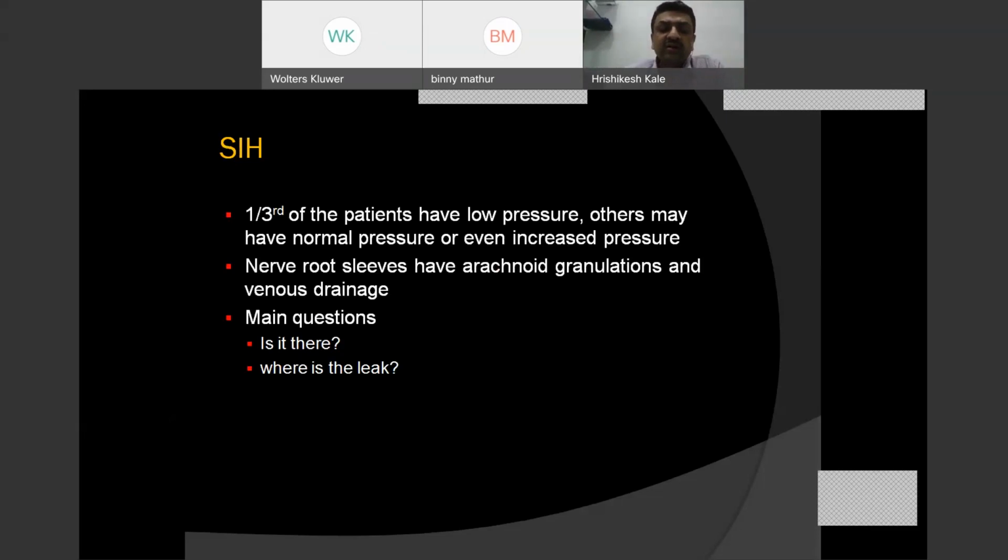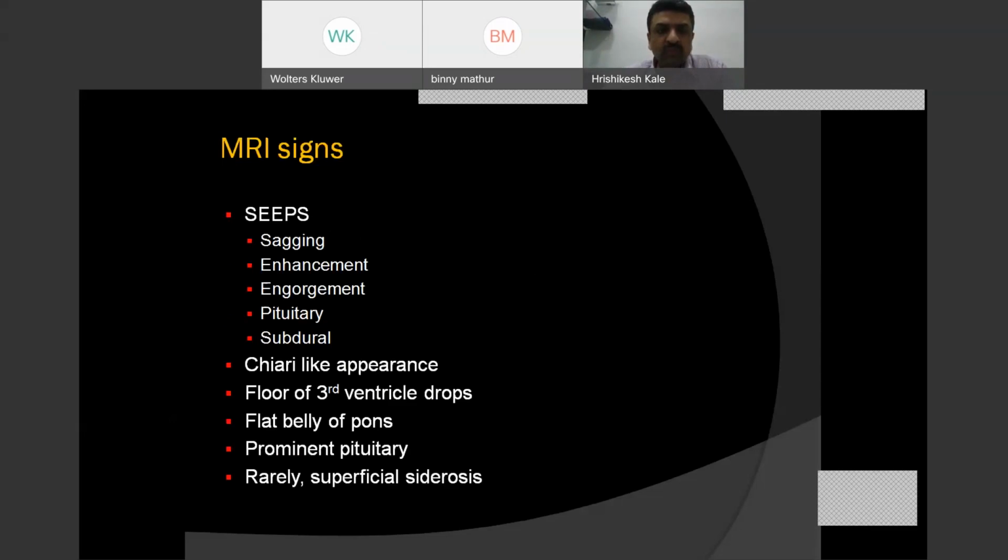So whenever we are evaluating a patient for SIH, what are the main questions? Is there presence of SIH is the first question. And what is the site of this leakage? So what are the typical MRI signs that you see? There's a mnemonic known as SEEPS, which is very widely known. So what does this consist of? Sagging, enhancement, engorgement of vessels. Enhancement refers to the dural pachymeningeal enhancement. Then prominence of the pituitary gland and subdural collections, either hygromas or hematomas.